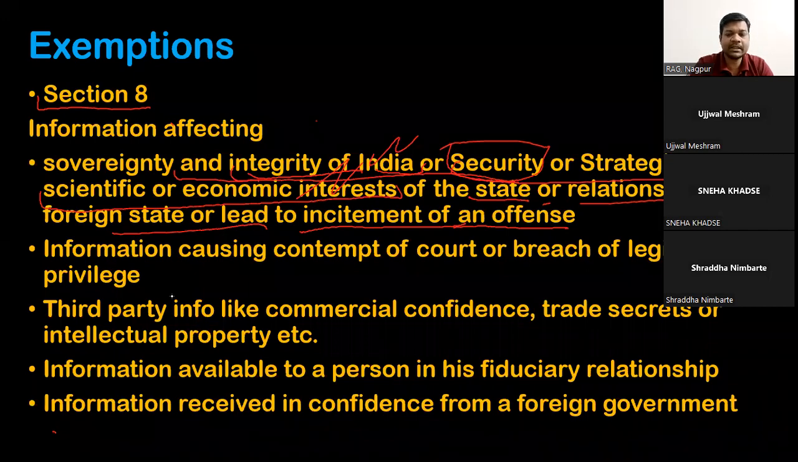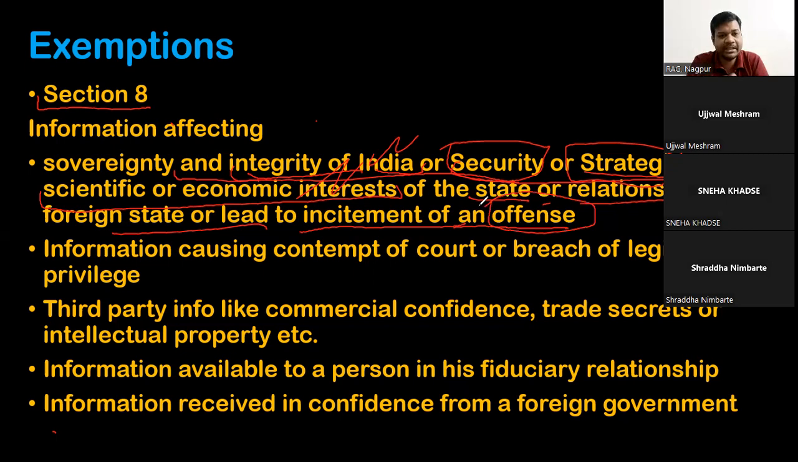Why? Because this comes under strategic information, which can affect the sovereignty and integrity of India, right? Or if anybody gets this information, it can lead to an offense. If anybody gives you the information about the secrets of a nuclear reactor, that person may sell it to an enemy state and earn money, and that enemy state can attack us, right? Hence this kind of information cannot be provided.